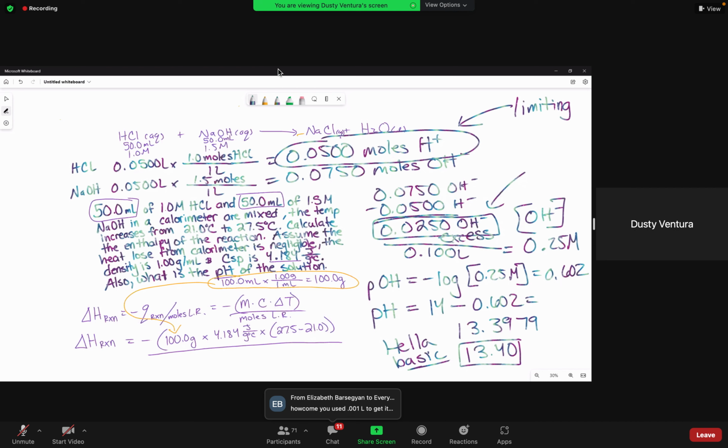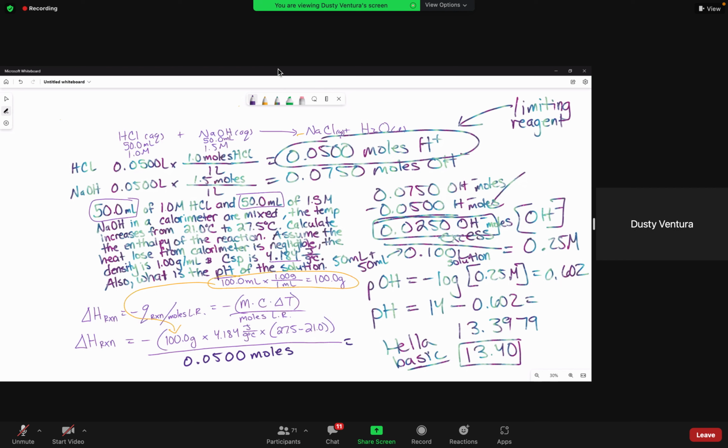Because molarity is moles over liter, and we were working in moles over here, we still needed to divide by the liters of the solution. And that was 50 mL plus 50 mL makes the liters of solution. Okay, because we found the limiting reagent, we now know what to divide by down here. The bottom is 0.0500 moles, and now I can find my enthalpy.